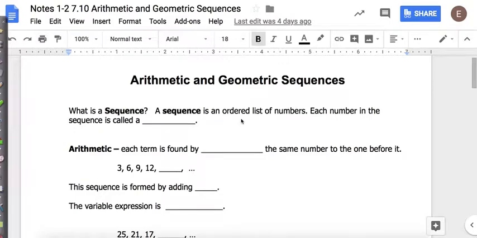Welcome to my video on arithmetic and geometric sequences. So let's first review what a sequence is. A sequence is an ordered list of numbers. Each number in the sequence is called a term.